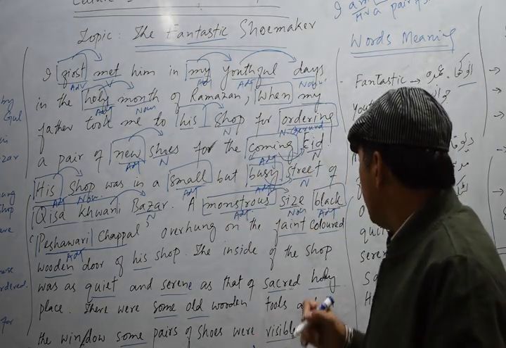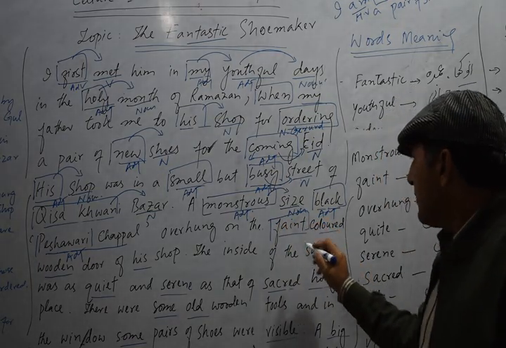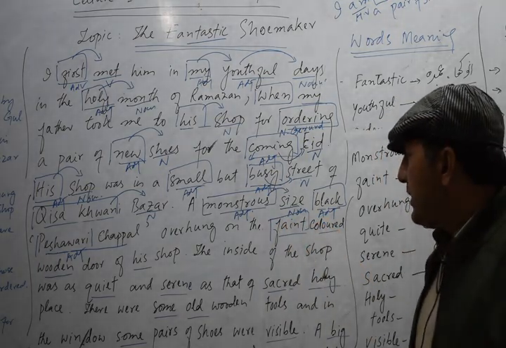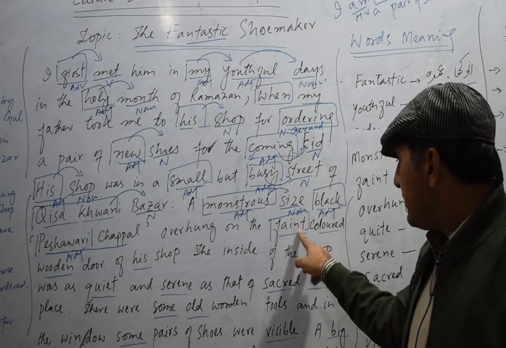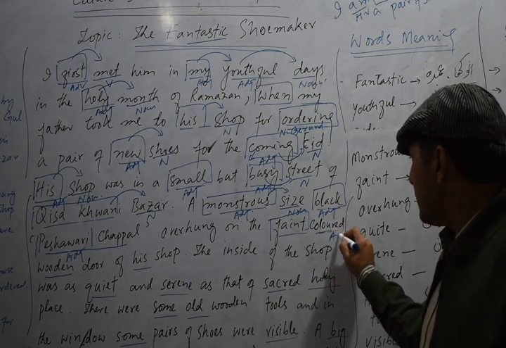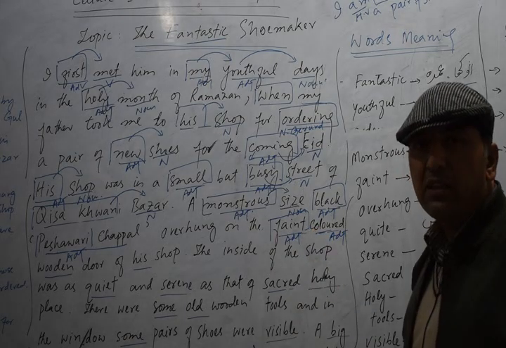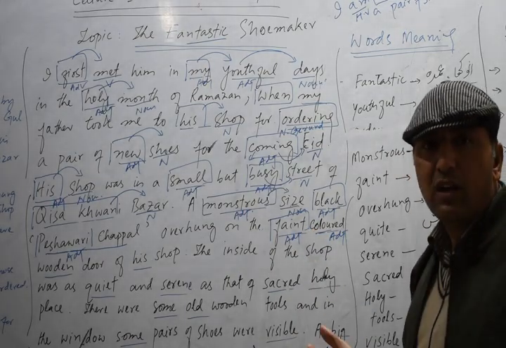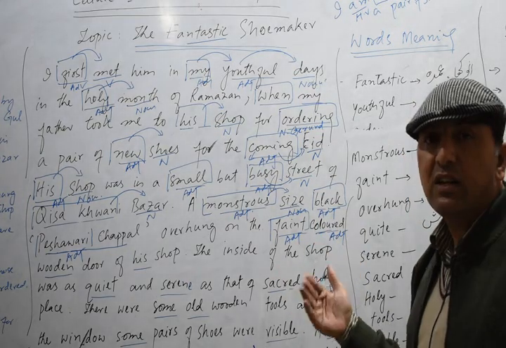Overhung on the faint color. Faint, you see, faint is also an adjective because it tells us about the color. Faint colored, wooden. So colored is also an adjective. Faint is an adjective. Madam rang. So madam tells us about rang. So rang is a noun. So madam in itself is an adjective.